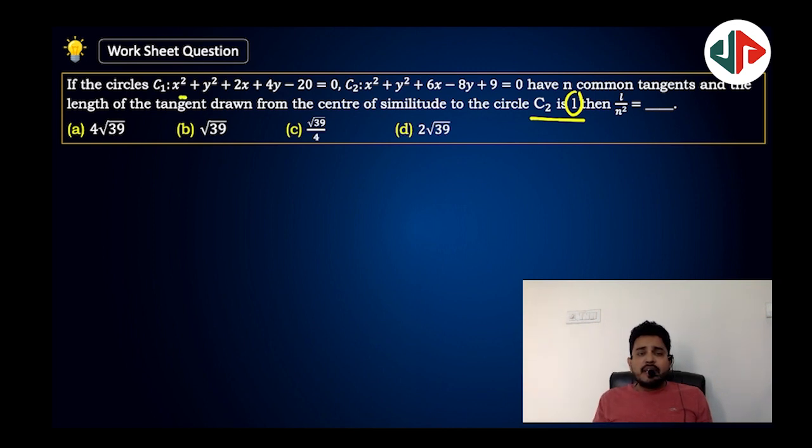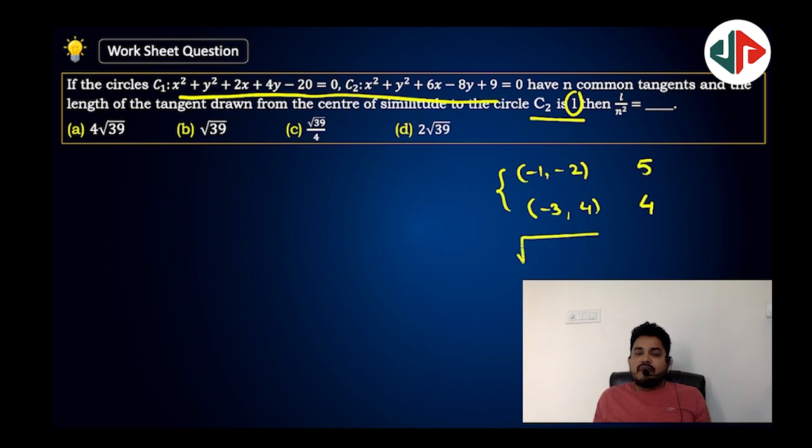So first of all, how many common tangents are there? C1, C2. The center of the first one is (minus 1, minus 2), radius is 5 units. The next center is (minus 3, 4) and the radius is 4 units. What is the distance between these two centers? Square root of 4 plus 36, which is root 40, that is 2 root 10.